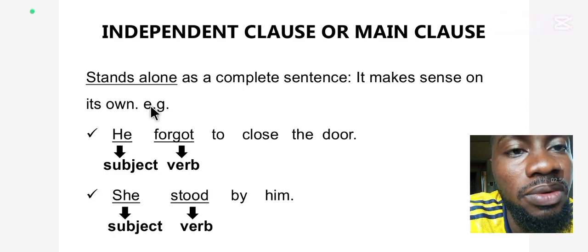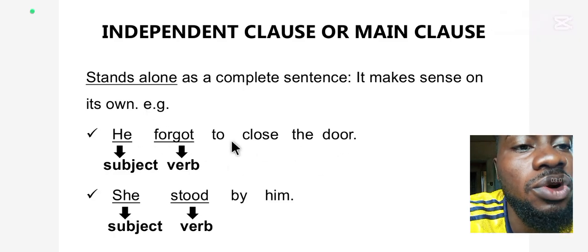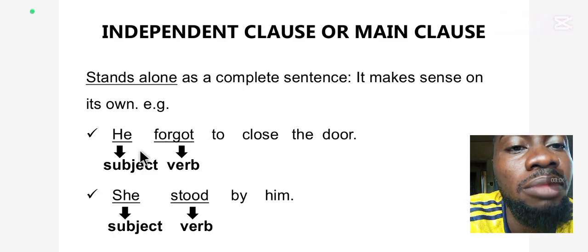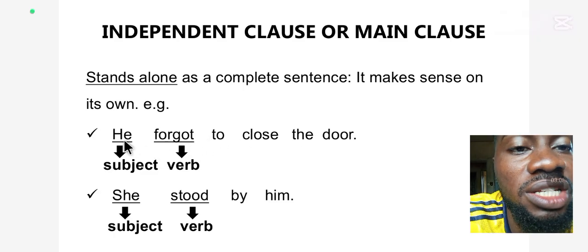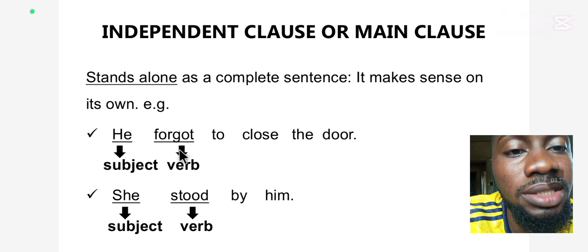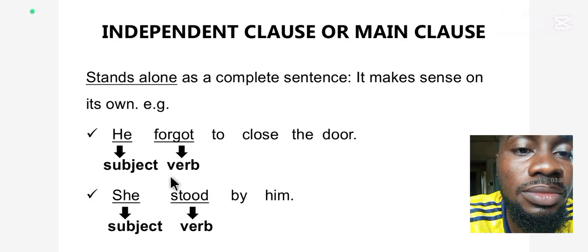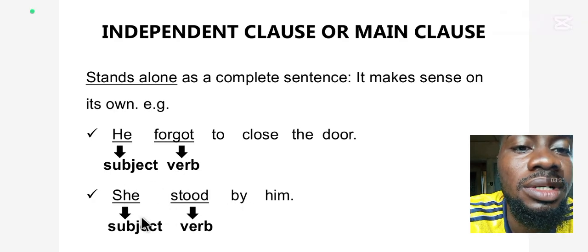Okay? For example, he forgot to close the door. Remember, we said a clause is a group of words that have both a subject and a verb. This is the subject, he, and forgot is a verb. If you have not taken my lecture on verbs, please do well to find the lecture here on YouTube and take it. So he is the subject and forgot is the verb. The second example, she stood by him. The subject is she, the verb is stood.